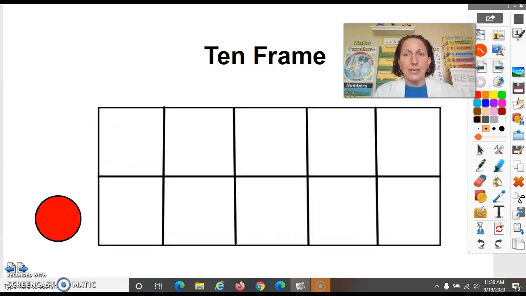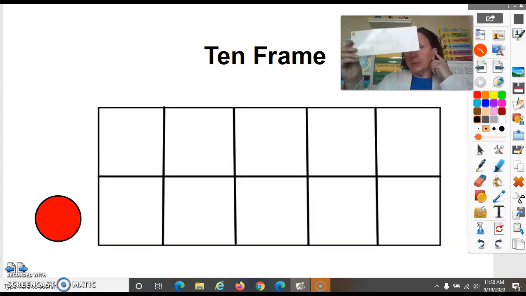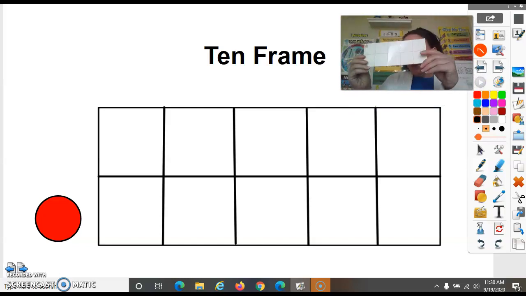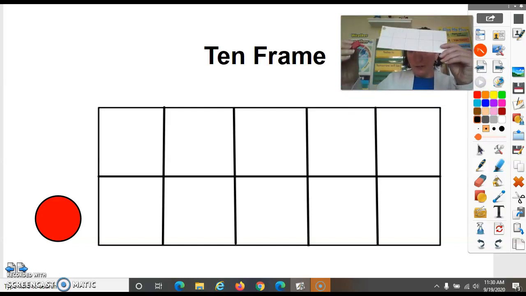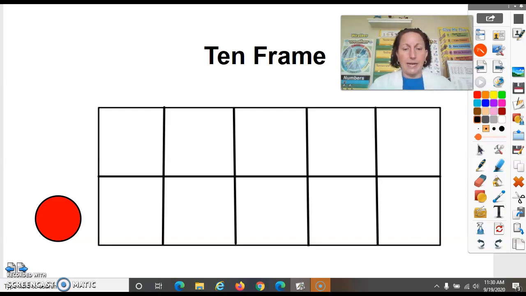All right, now you guys are going to get out your 10 frames. We've been working with these all week. You need your 10 frame and you need your squares so that you can work with me today. Okay? So the first thing I want you to do is show me on your 10 frame the number 5.